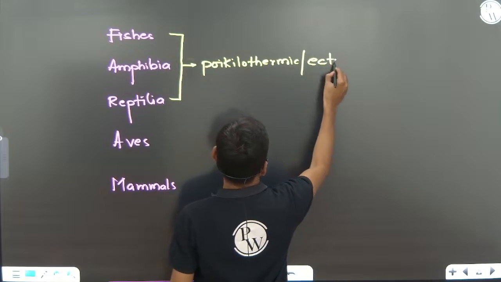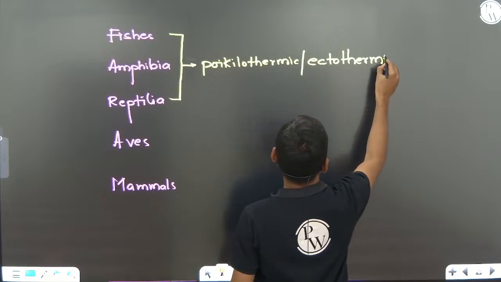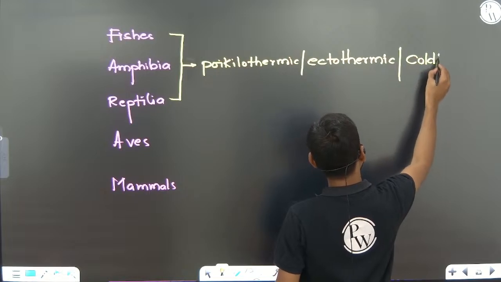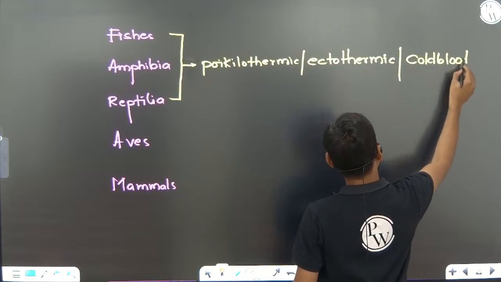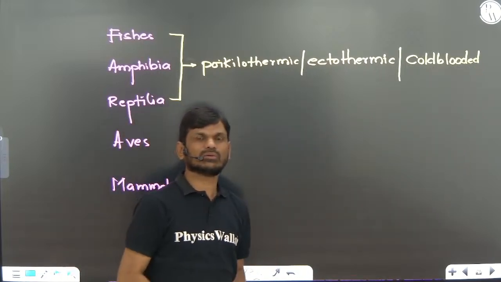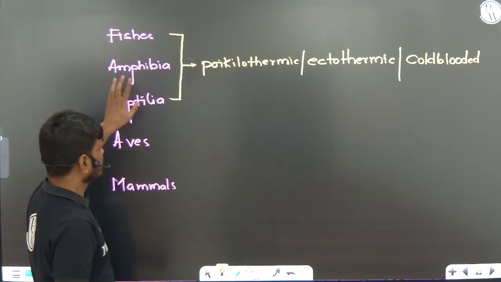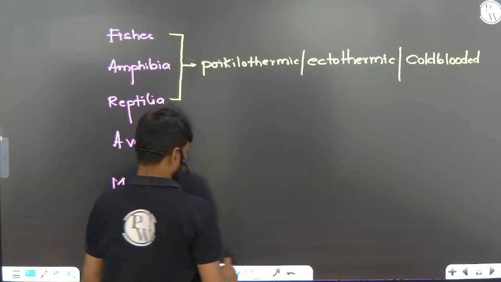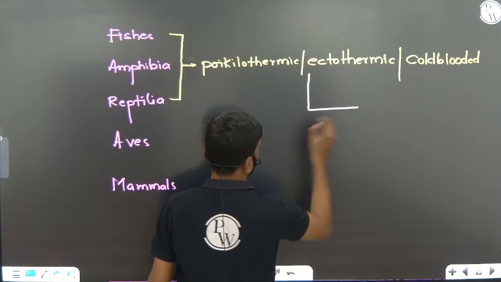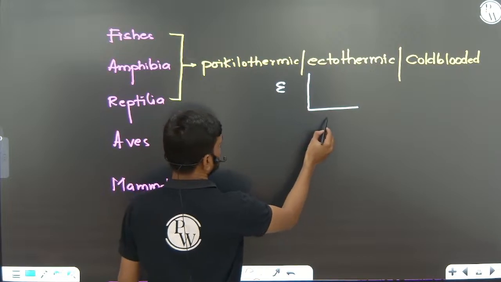Poikilothermic animals are ectothermic. Ectothermic animals are cold-blooded animals. Very, very important. Ectothermic, poikilothermic, cold-blooded, all are the same. Fish, amphibia, reptiles are poikilothermic animals. They do not maintain a constant body temperature. This is the temperature of the environment, and this is the temperature of the body.